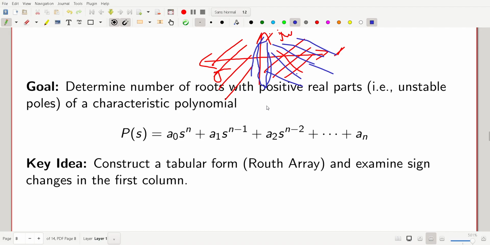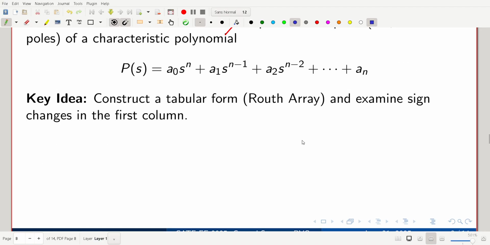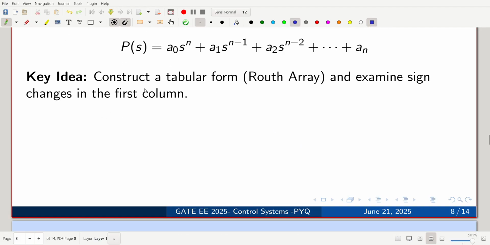If a number of poles lie in the right of the plane, the system is unstable. First and fundamental, we have to check that all coefficients have the same sign. If the same sign is not there, we can straight away say the system is unstable. But to see how many poles are on the right hand side, we need to develop the Routh table, and then check the number of sign changes in the first column. We will see how to construct the tabular Routh array and examine the sign changes in the first column. That is very important to understand.